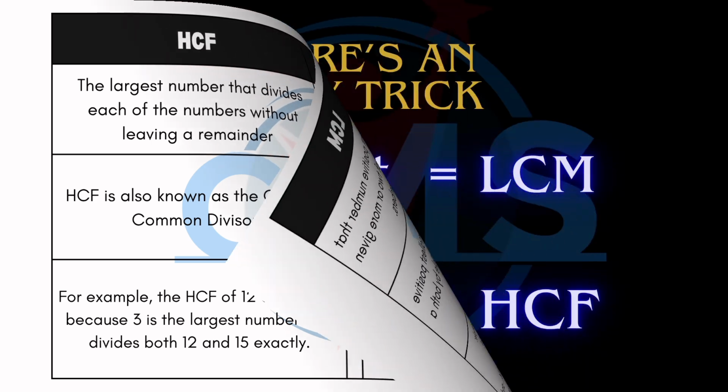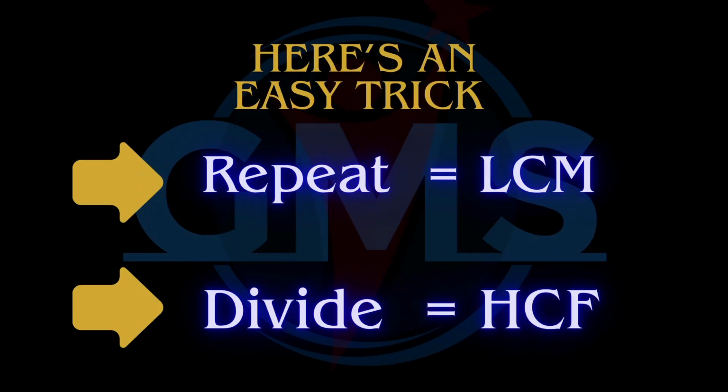Now coming to the topic: how can you identify, by seeing the word problem, whether you have to take out HCF or LCM? When you read the word problem, if the word "repeat" is written in it, then it means you have to take out LCM. And if the word "divide" is written in the word problem, that means you have to take out HCF.